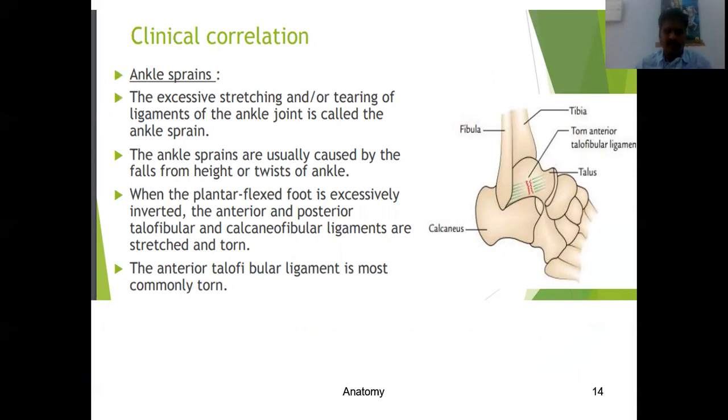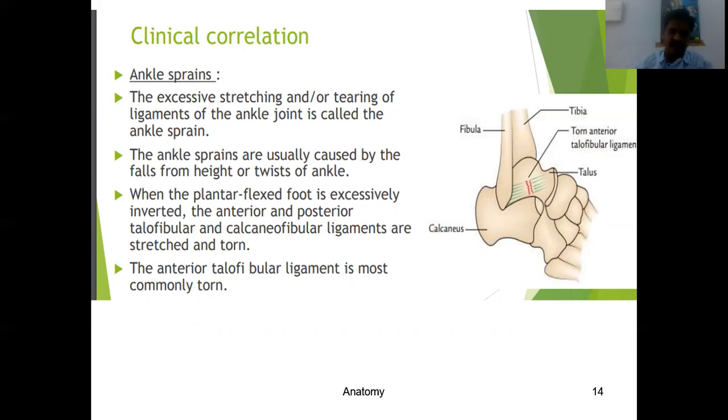So that leads to a sudden forced inversion or eversion of the foot, which leads to the ankle sprain. In an ankle sprain, excessive stretching and tearing of the ligaments takes place at the ankle joint. So what is called the ankle sprain is mainly because of the forced inversion or eversion.